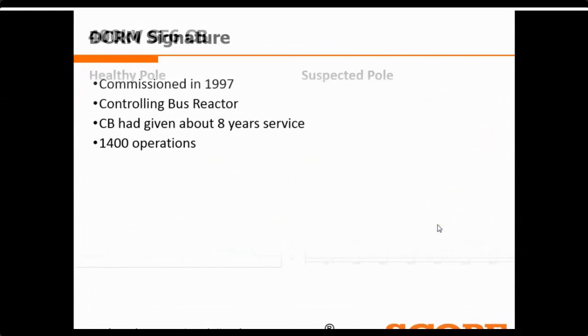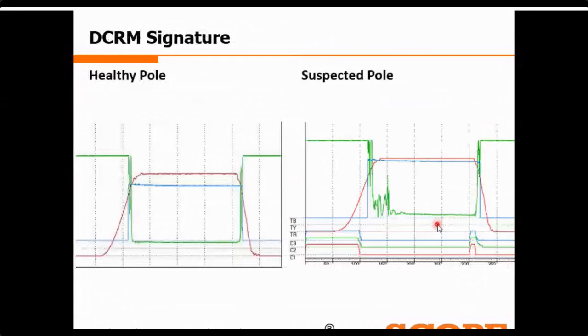While doing the DCRM signature, this was the DCRM signature of the healthy pole. Here you can see that the signature is the same as in the earlier slide, that of the healthy pole. But in the suspected pole, we are observing some spikes. This is the abnormality of this suspected pole.